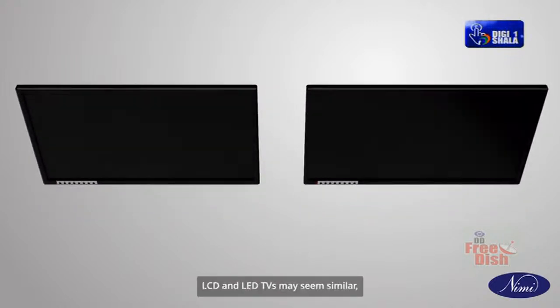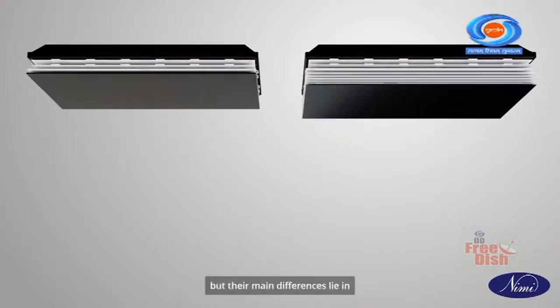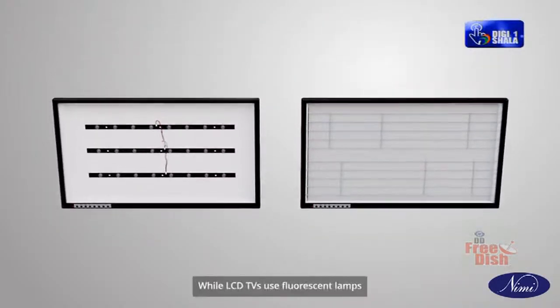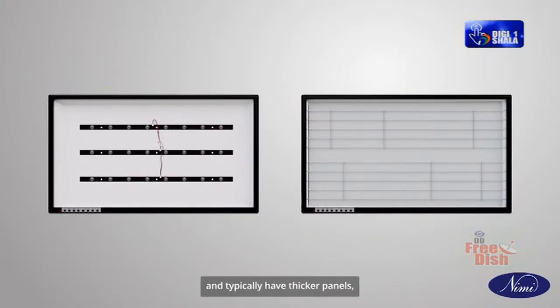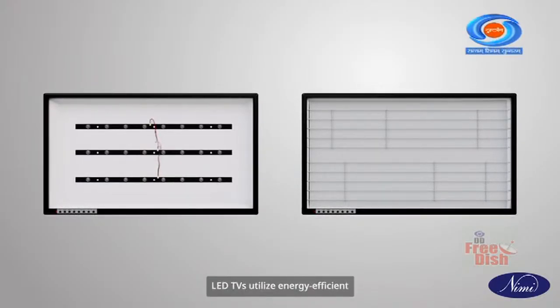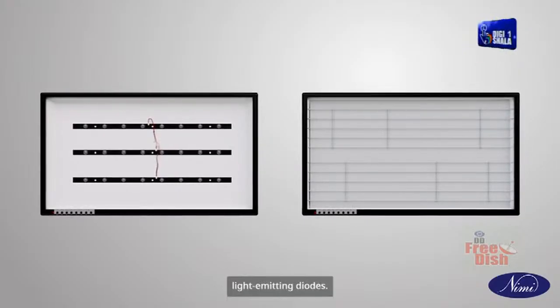LCD and LED TVs may seem similar, but their main differences lie in backlighting technology and panel thickness. While LCD TVs use fluorescent lamps and typically have thicker panels, LED TVs utilize energy-efficient light-emitting diodes.